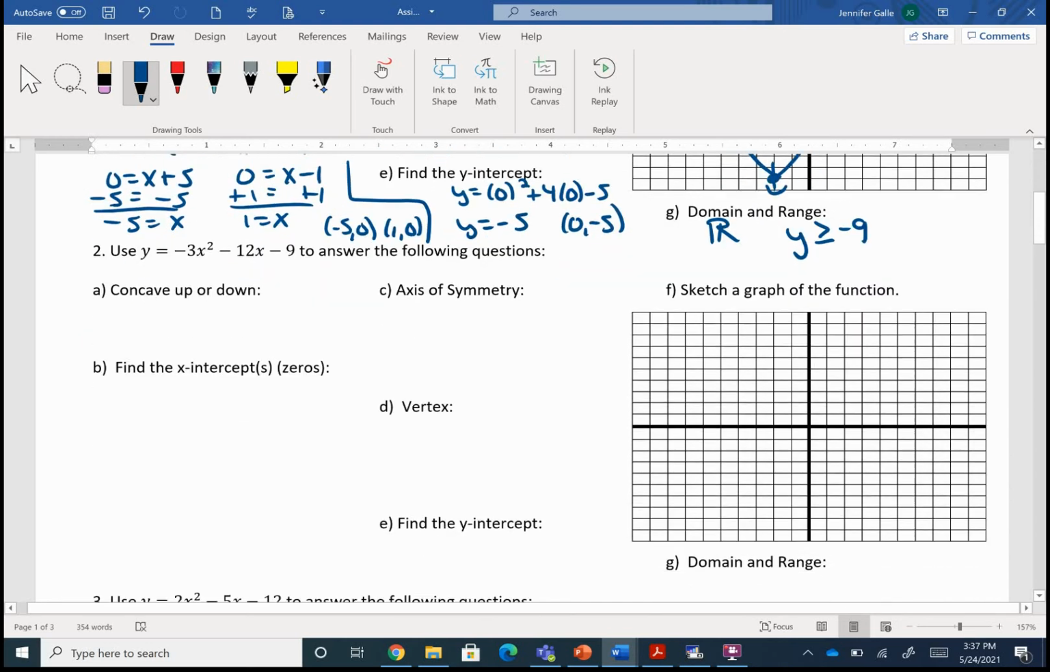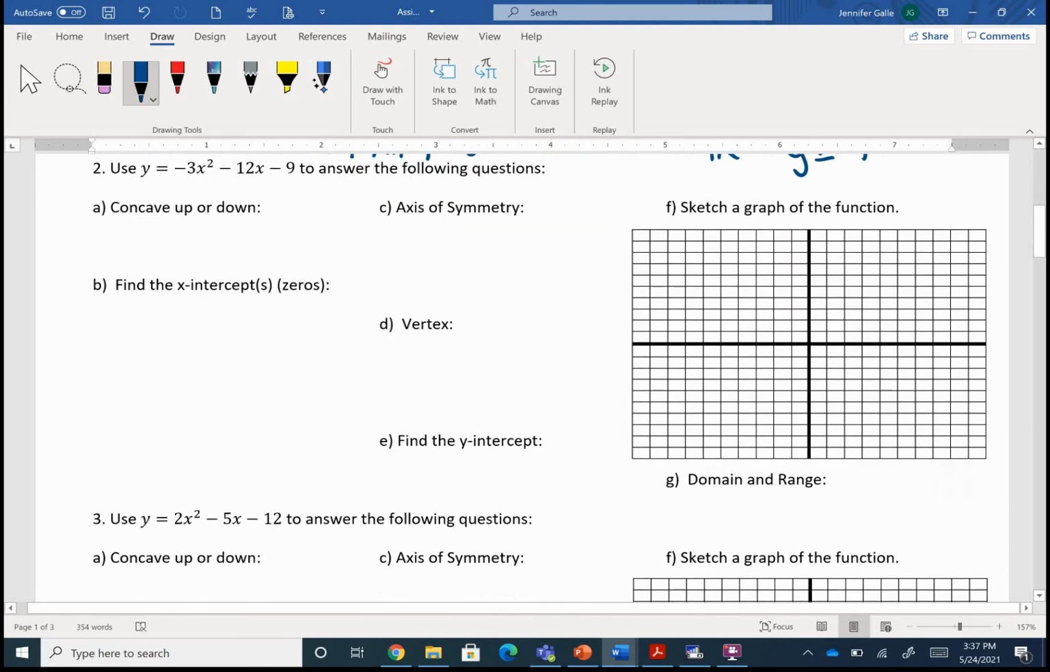Question number 2 is going to be the same process. This graph's going to open down because the number in front of our x squared is negative. So our graph should look like this. If it doesn't when you graph, you know you did something wrong. You need to go back and check your intercepts or your vertex.